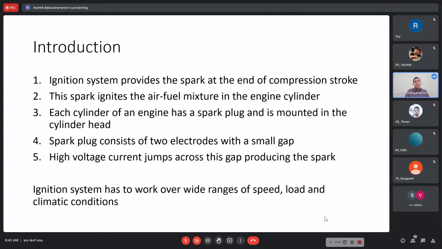Now, what does the ignition system do? The ignition system provides a spark at the end of the compression stroke. If you go to the diesel fuel injection system, it provides fuel at the end of the compression stroke, because in an SI engine you have the fuel air mixture inside the cylinder. So the ignition system is more or less used with spark ignition engines, SI engines. This spark ignites the air fuel mixture in the cylinder.